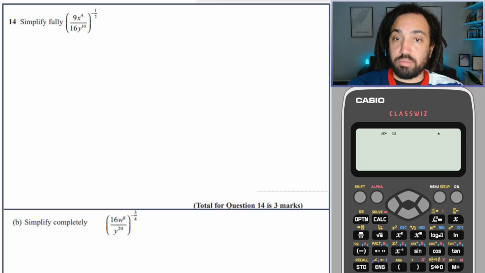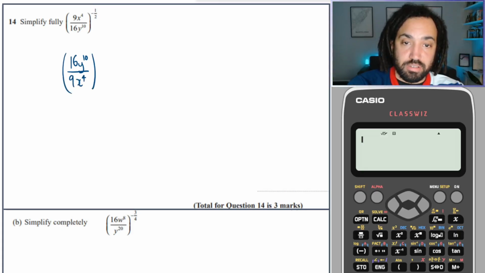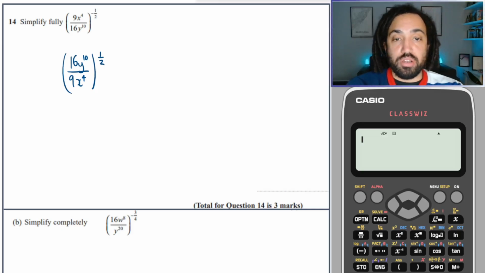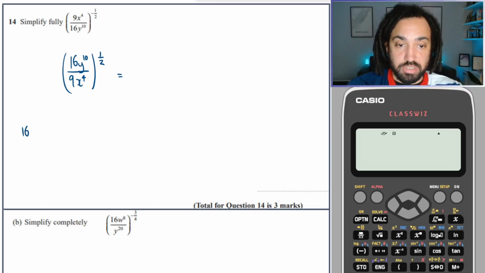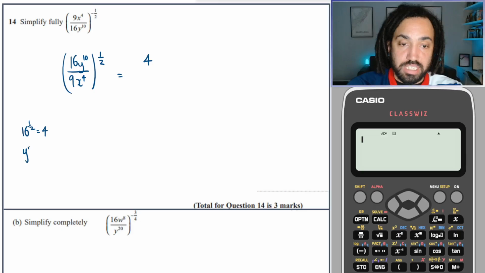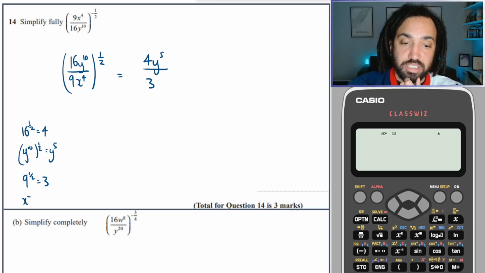Okay, next one. I'm going to use the negative power first to flip the fraction over, take the reciprocal. Okay, and we know that taking the power of a half means I need to square root. So I will need to do 16 to the half, which is 4. So that goes on top. y to the 10 to the half is y to the 5. And on the bottom, 9 to the power of a half is 3, it's the square root. And x to the 4 to the half is x squared.